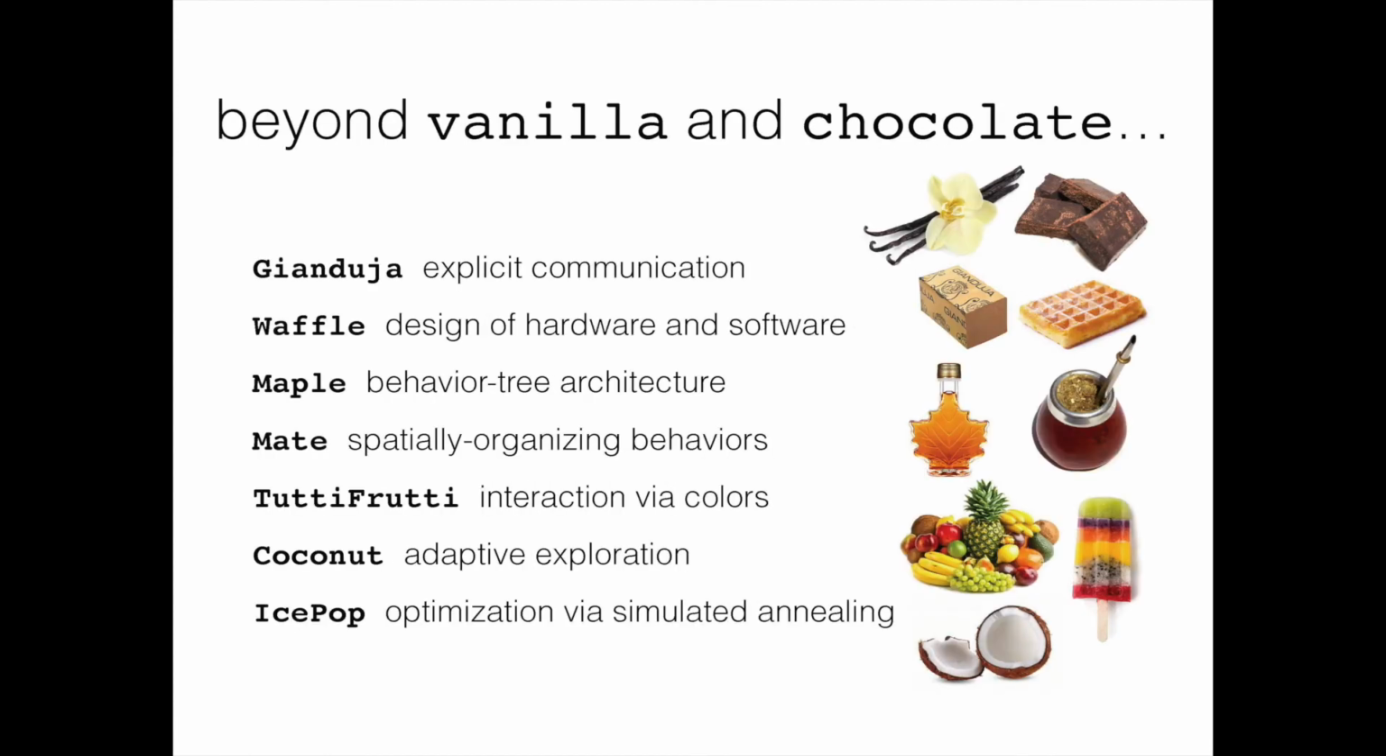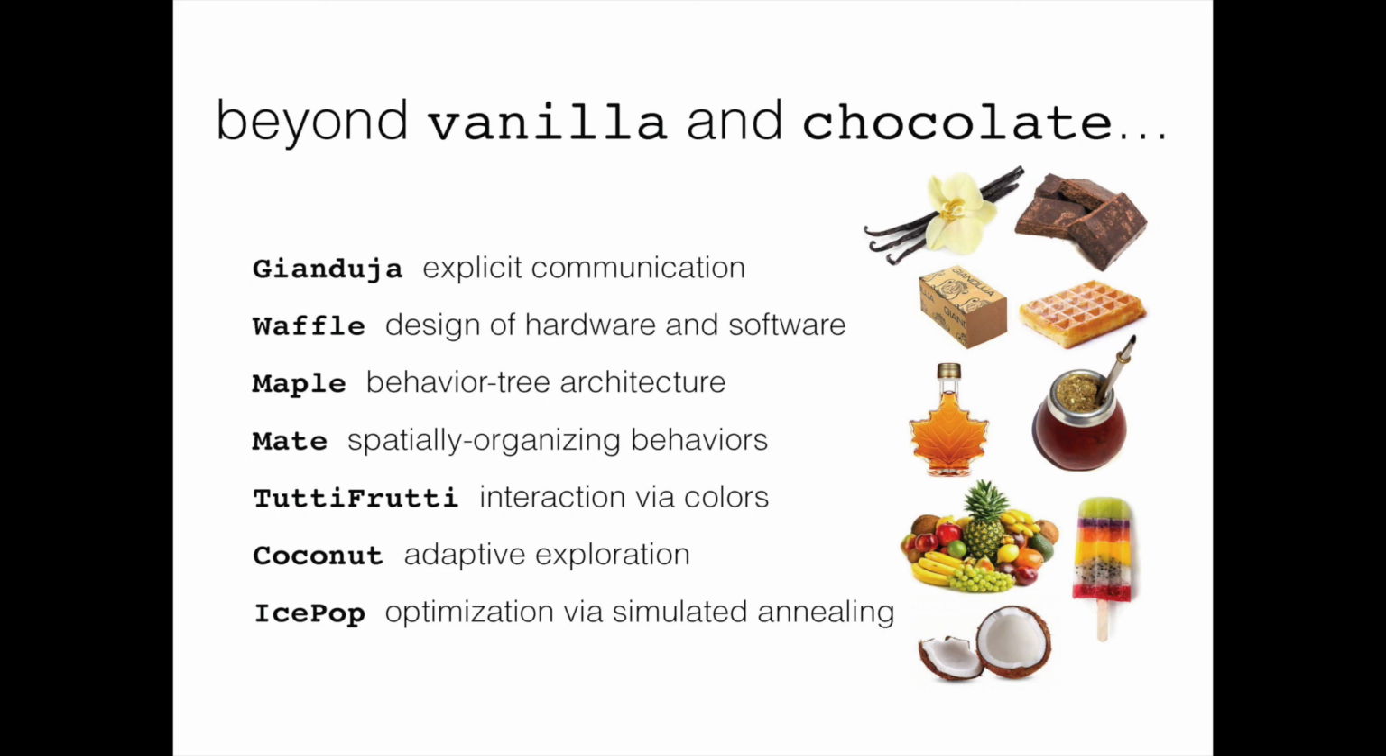Besides Vanilla and Chocolate, we have defined a number of other methods that comply with the definition of AutoMoDe. So we will go very quickly through them. We have defined Gianduja, which is a method in which the communication between robots is automatically designed by the design method. Waffle, in which we design the hardware and the software together. We have defined Maple, in which the software architecture is not a finite state machine but a behavior tree.